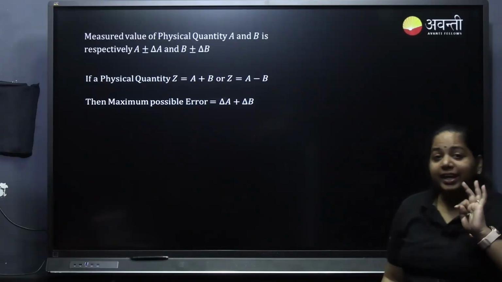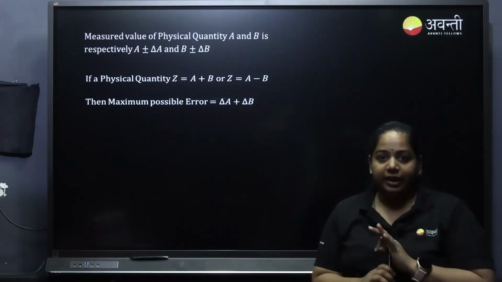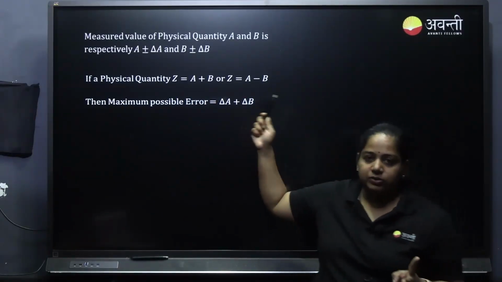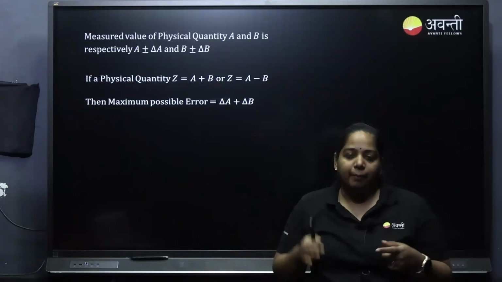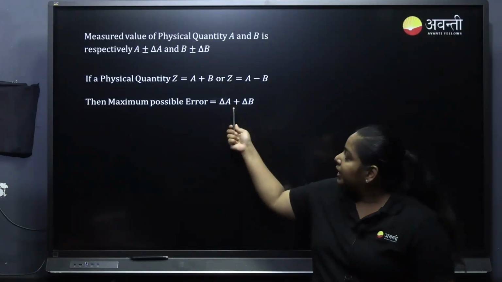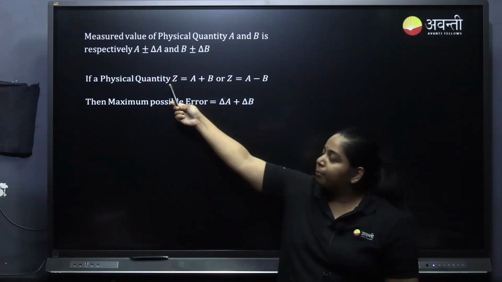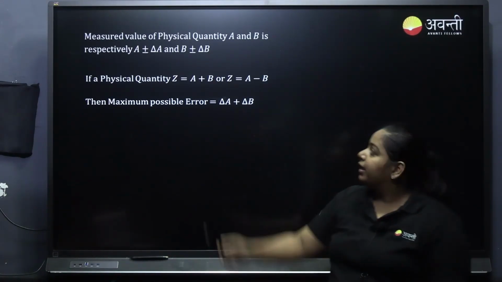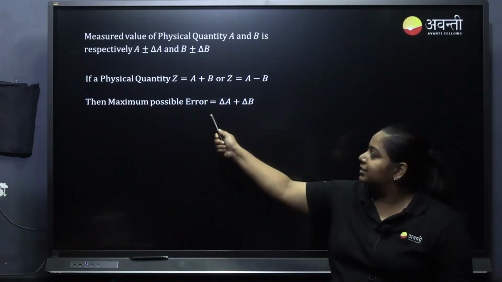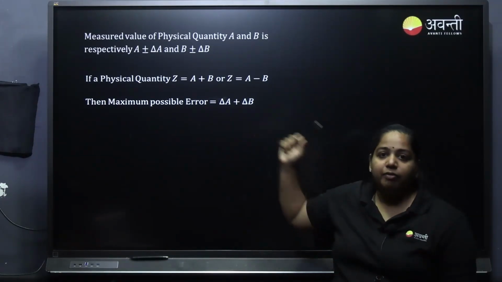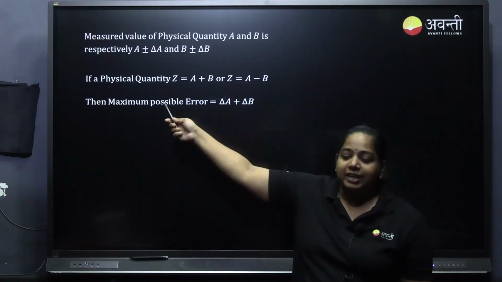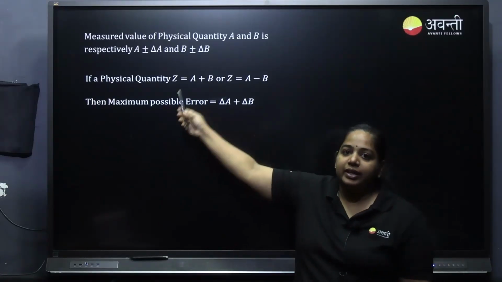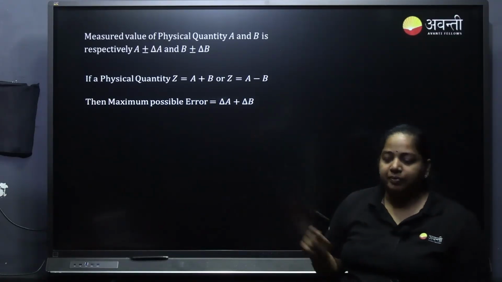So there are 3 major rules you have to follow in error calculation. That is, if you are adding or subtracting 2 values, let's say length plus breadth, the maximum error in the perimeter will be delta A plus delta B. And if it is subtracting also, maximum error will be delta A plus delta B. We don't have to subtract it. If it is addition or subtraction, maximum error will be error in A plus error in B.